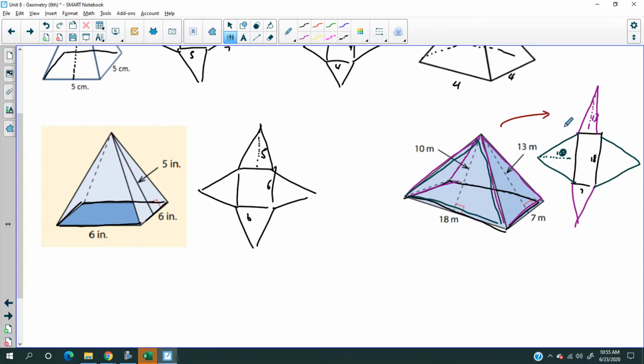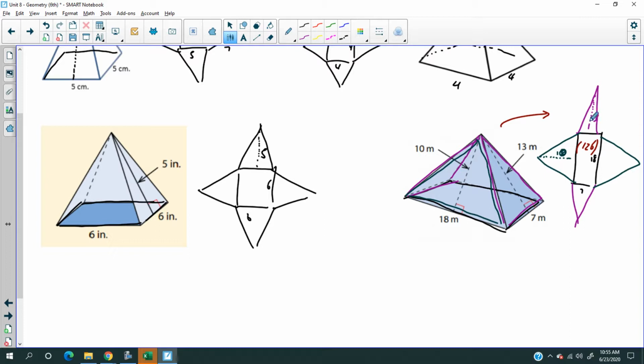Okay, so here we've got the triangular pyramid turned into a net. Now let's see. Here we've got 18 by 7. What's 18 times 7? 126. That's the base. So now we've got 2 different triangles. By the way, don't multiply one of these triangles by 4 when you get the area. It's quite obvious that these 2 triangles are not the same as the other 2 triangles. So you've got to be careful there.